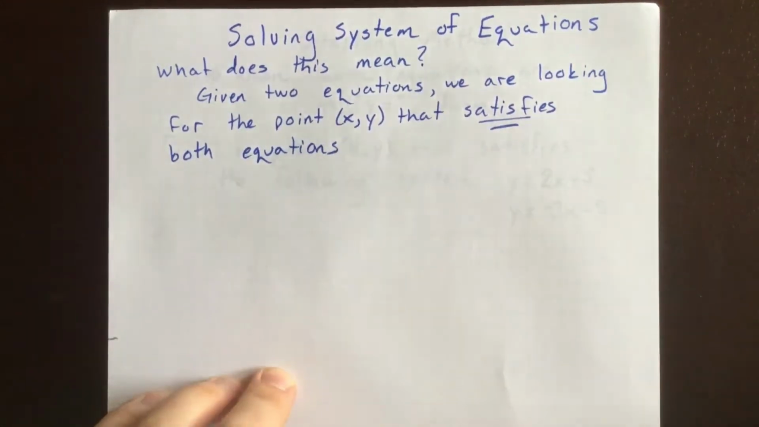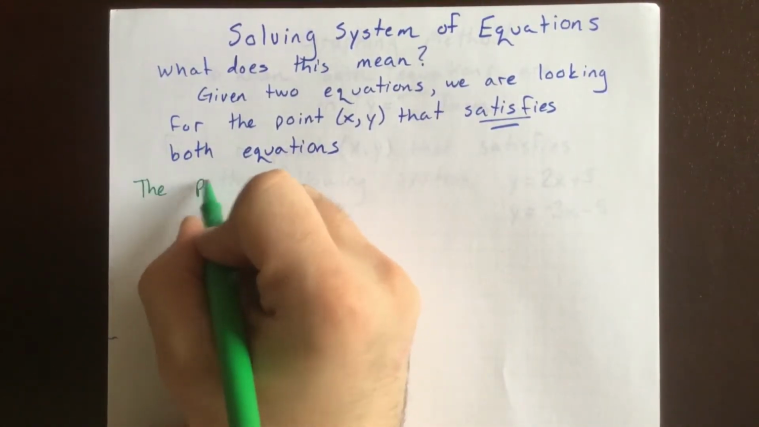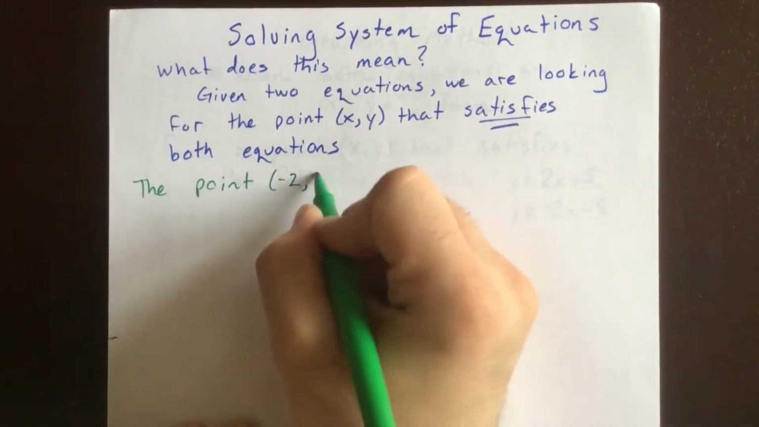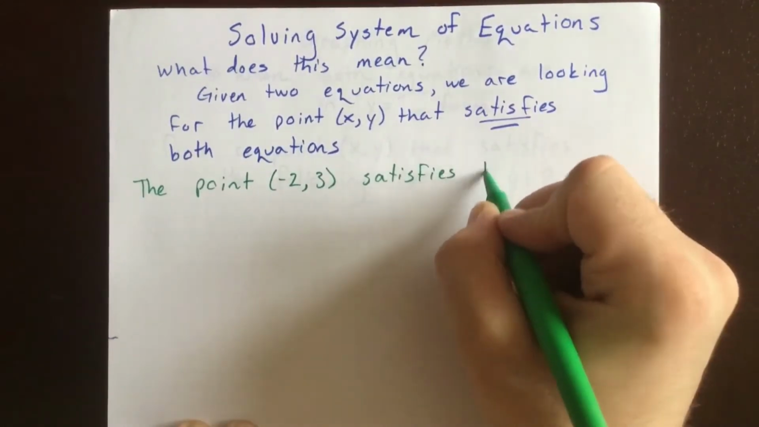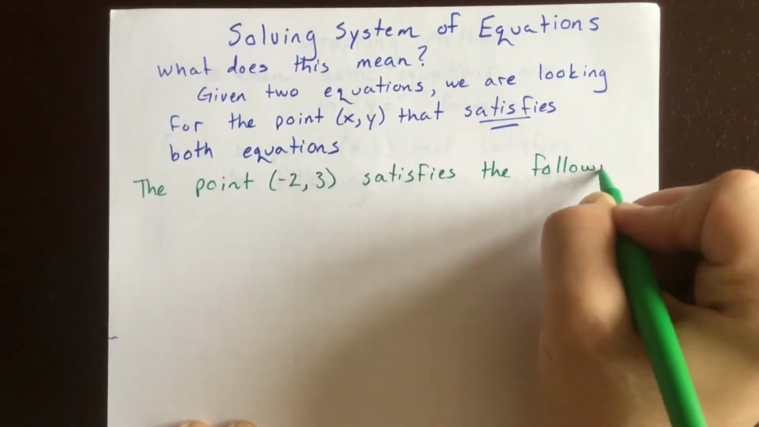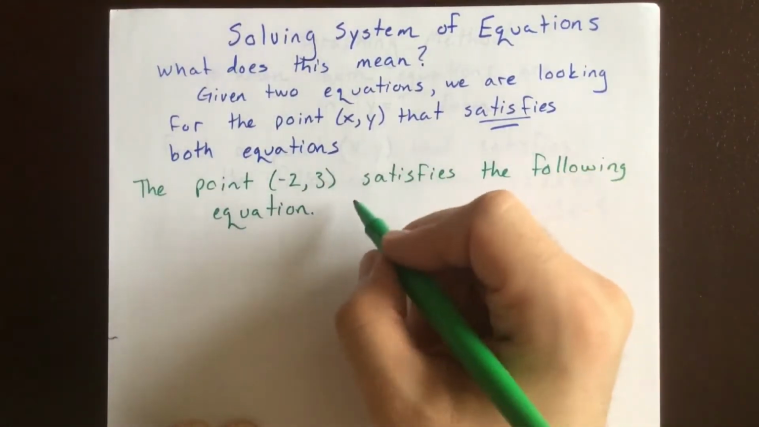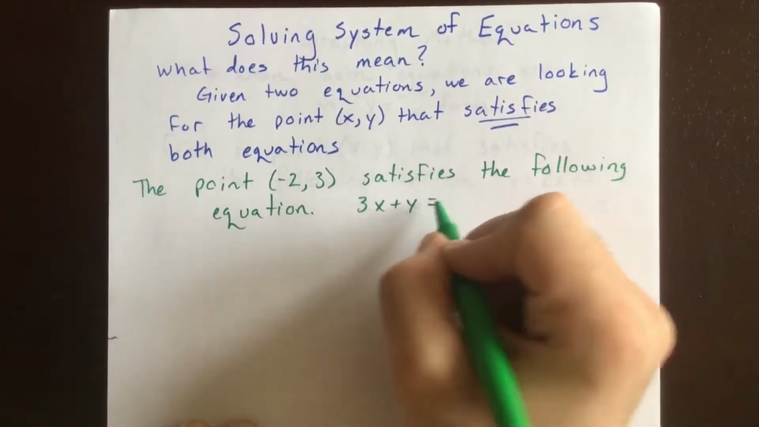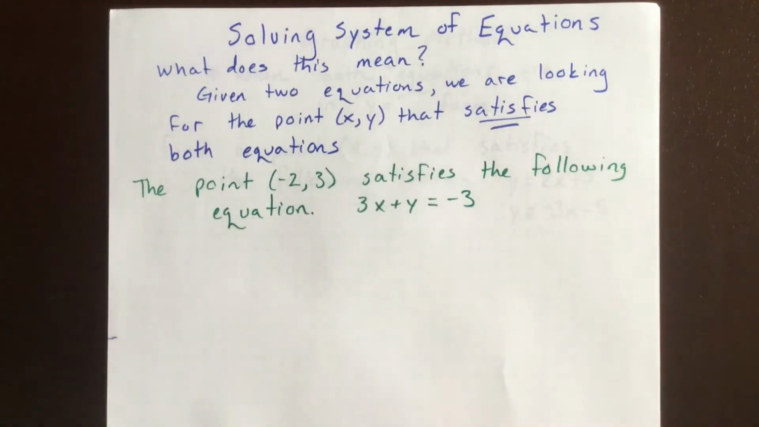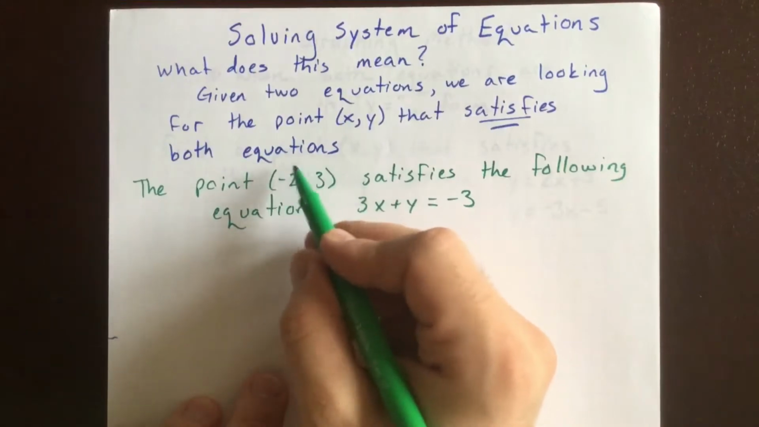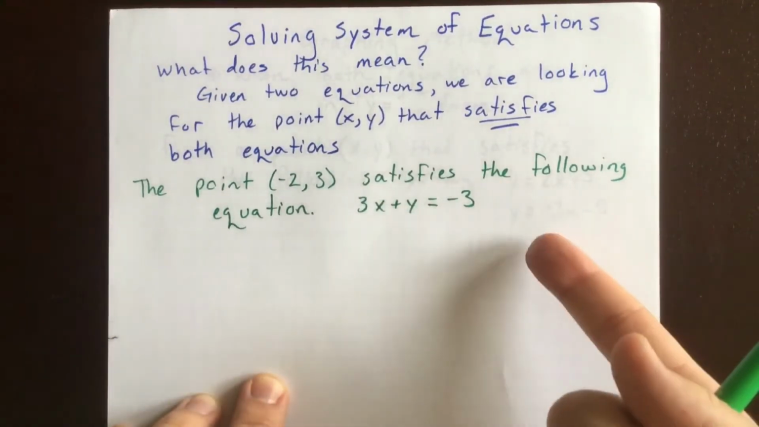So I can tell you, just as an example here, the point (-2, 3) satisfies the following equation. So the equation is 3x + y = -3. So I tell you that this point satisfies this equation, and what that means is when I place x and y into this equation, this left side will equal the right side.